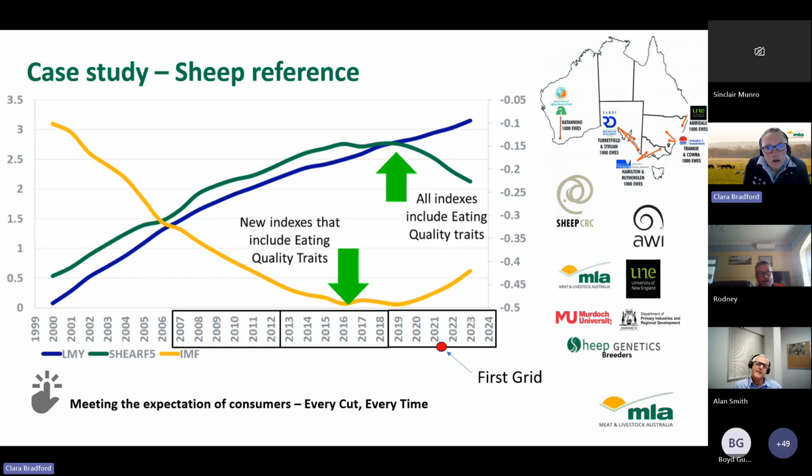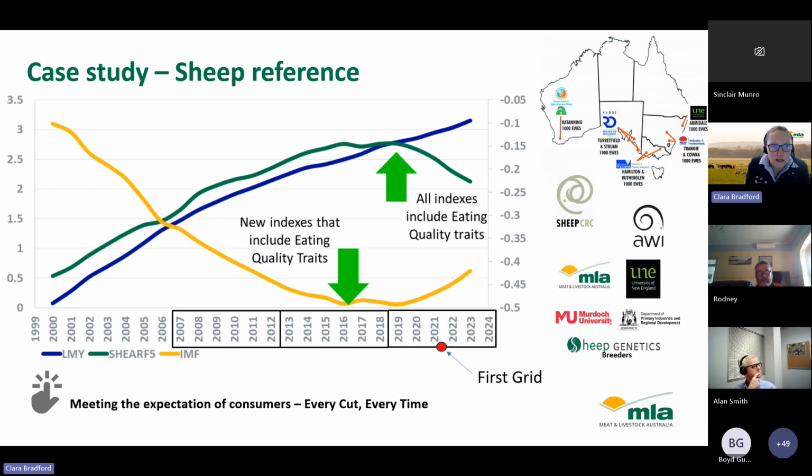We then started the second iteration of the reference population in 2019, and as part of that work, we included eating quality traits in all of our industry indexes, and we really started to rapidly see those trends being turned around and essentially finding those curve benders that were able to perform for eating quality and perform for lean meat yield at the same time. And then excitingly alongside that, where that red dot is actually the first commercial grid that was released by GMP that actually accounted for eating quality traits in their pricing grids.